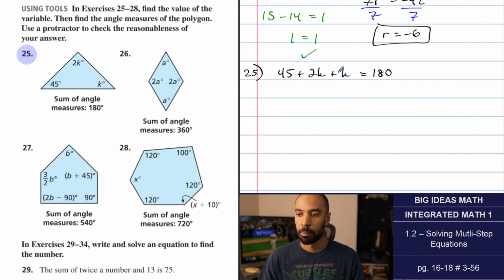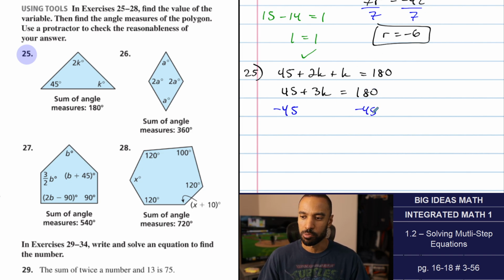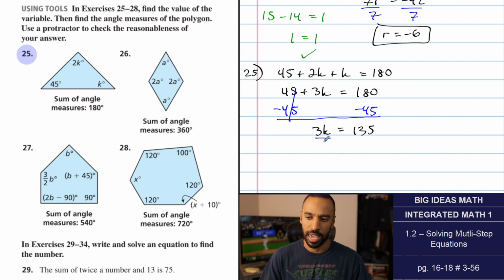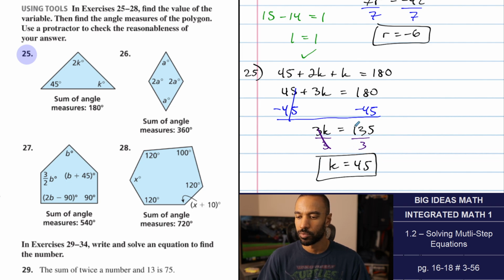Let's combine like terms. 2k plus 1k is 3k. And yes, that is a 1k. Simplified. Subtract 45 from both sides. By the way, they don't say double check, but they do say find the measure of each angle. Find the angle measures of the polygon. So after we solve for k, we still have to figure out what all those angle measures are. So this is 135, and yeah, you divide by 3, you get k equals 45. That feels right. I'm a protractor. I like it. Looks like a good answer.